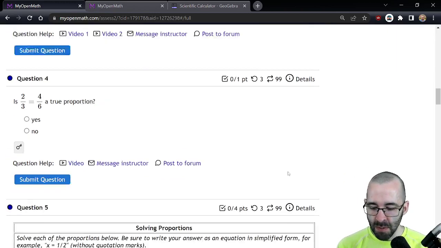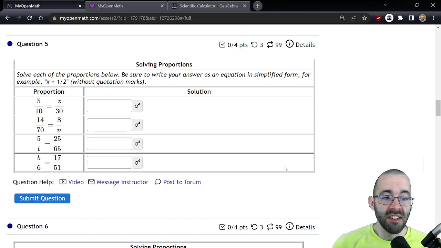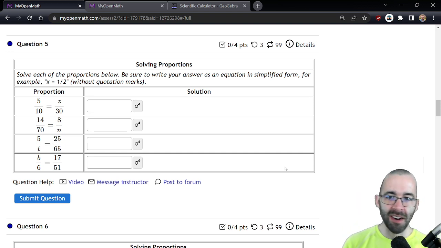This next one's going to be good practice for statistics. In statistics, a lot of times when we deal with qualitative or categorical data, we look at proportions. If we want a sample proportion, that's going to be a proportion. So we're getting practice with proportions right here.